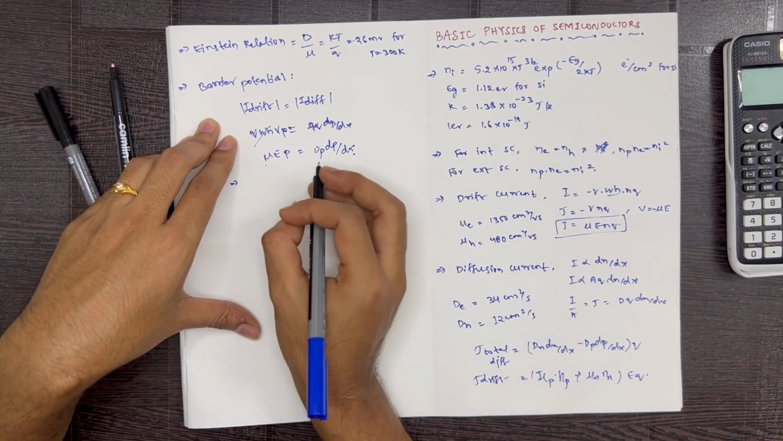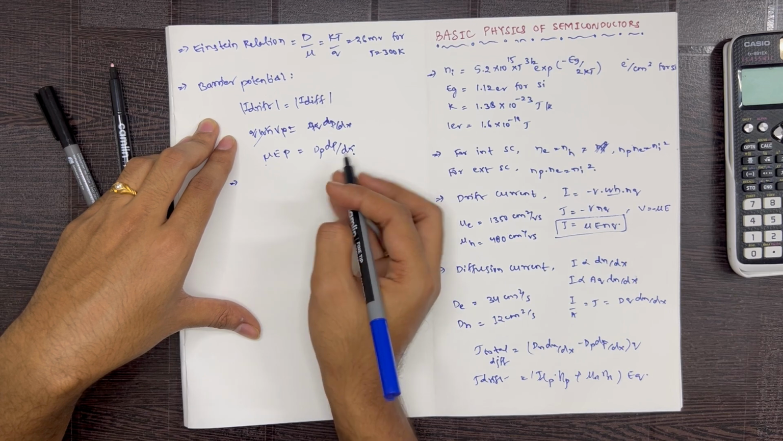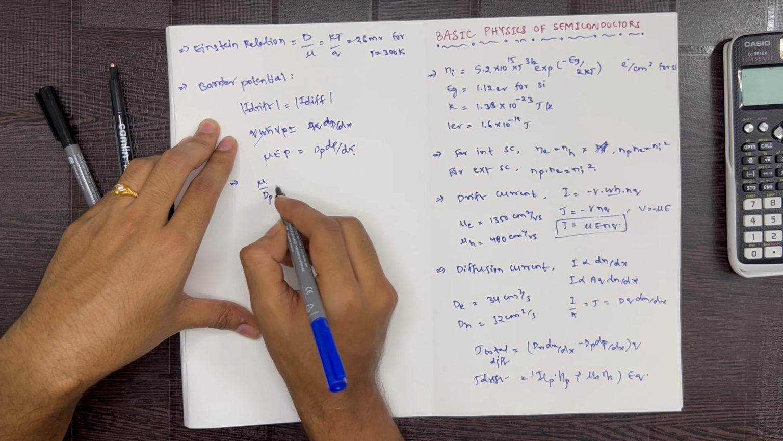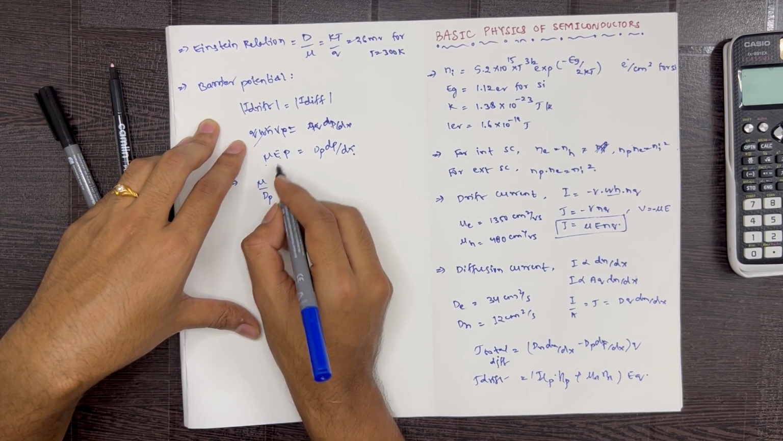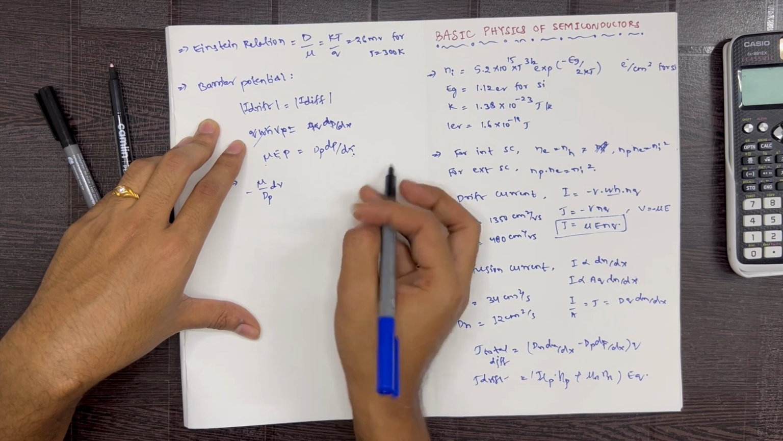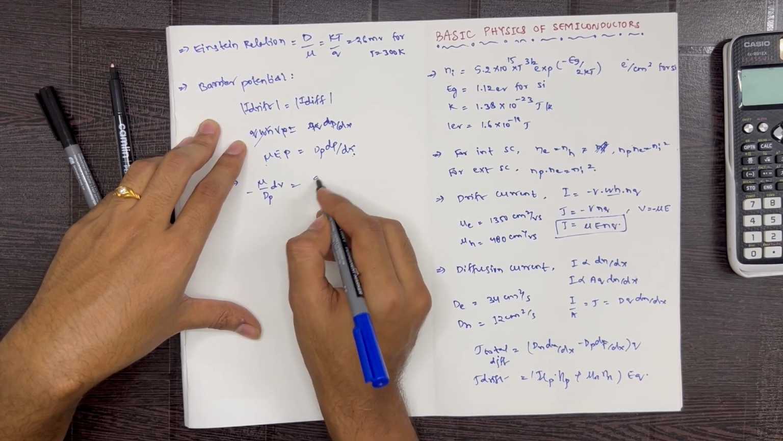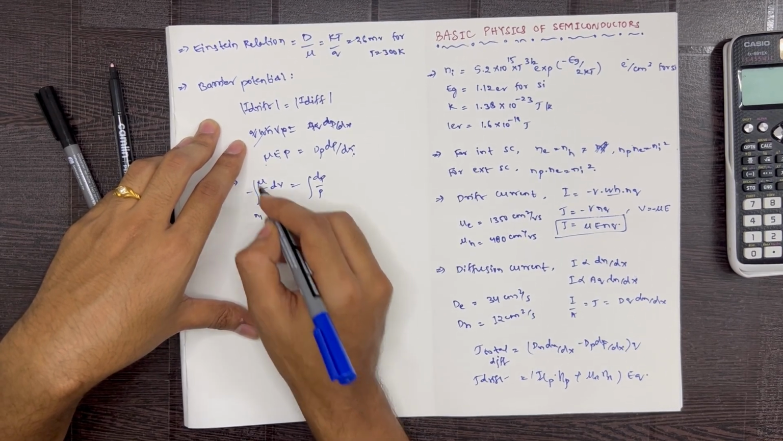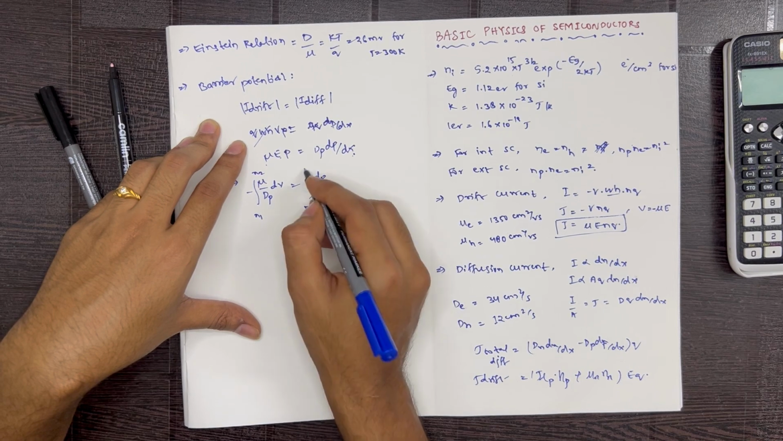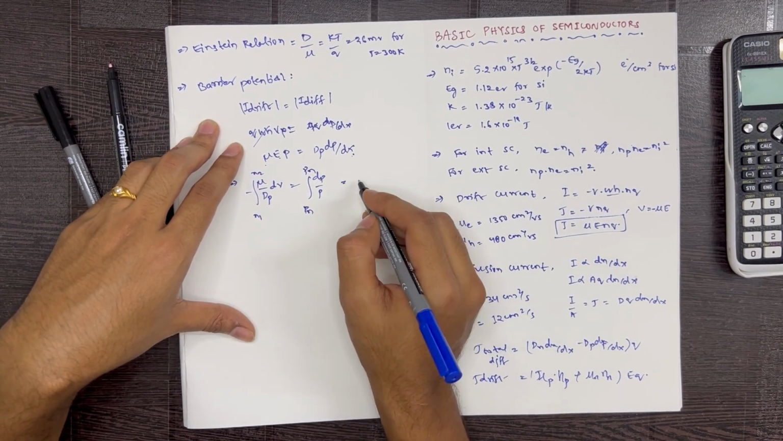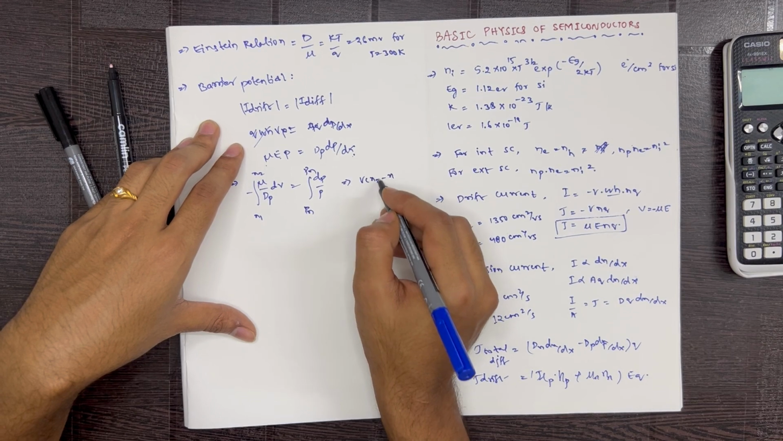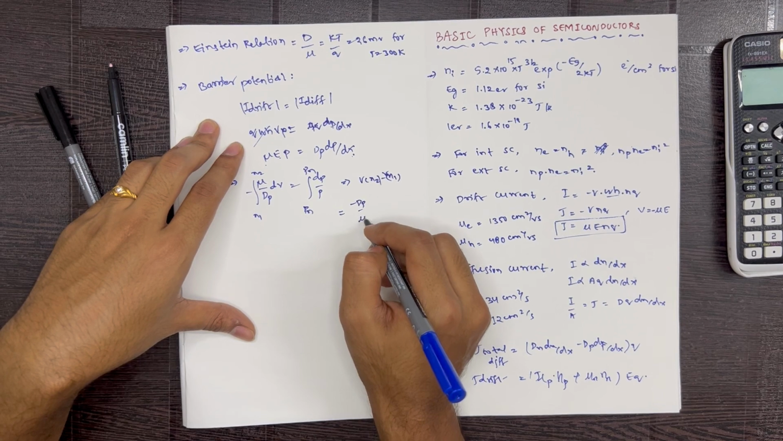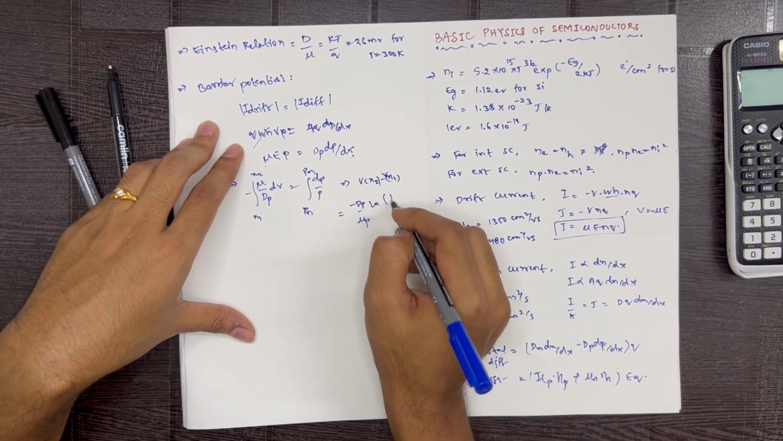Okay, now we have mu by dp. E is written as minus dv by dx, so it's minus dv, dx will be cancelled. That is equals to dp by p. If we integrate on both sides from x1 to x2, from pn to pp, we get v of x2 minus v of x1 is equals to minus dp by mu p ln pp by pn.